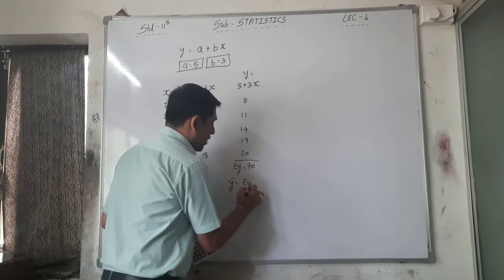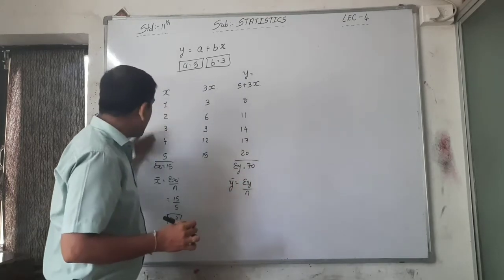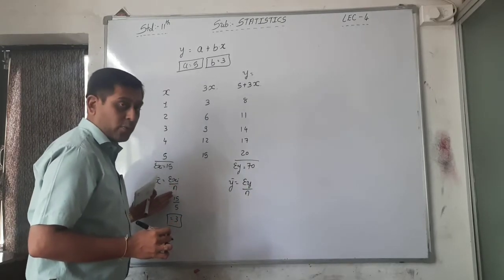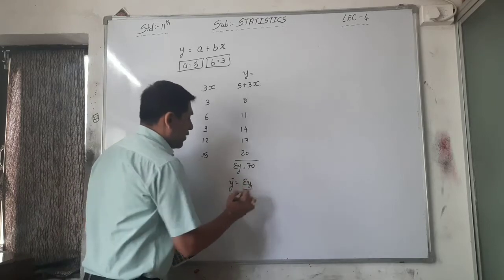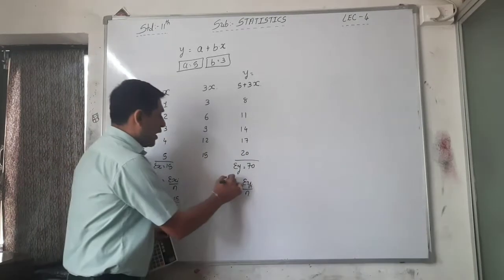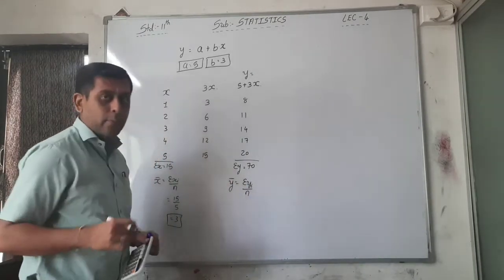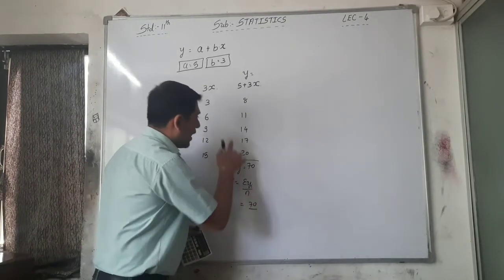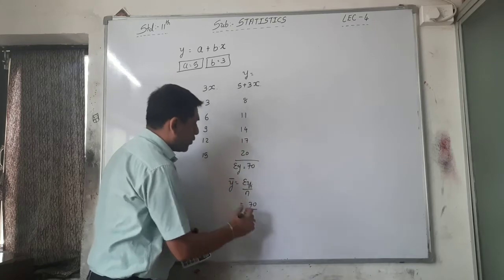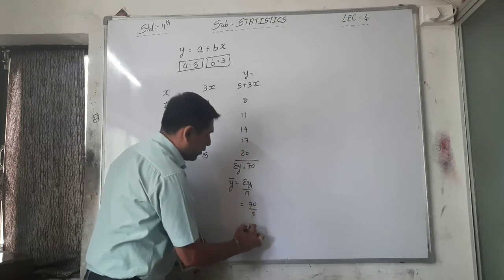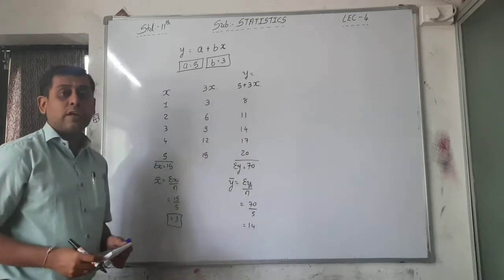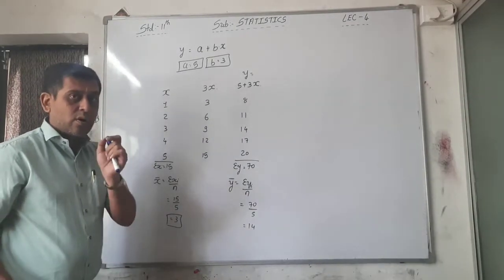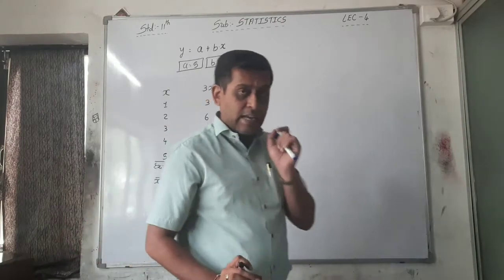Again sigma y upon n. When we are taking x, we write x bar is equal to sigma x upon n. Whenever we are taking y bar, we have to write y bar is equal to sigma y upon n. What is sigma y? Here it is 70. There are 5 observations, so n is equal to 5. The answer is 14.